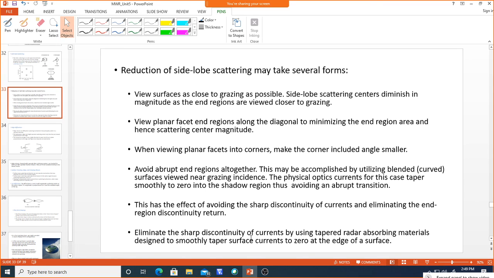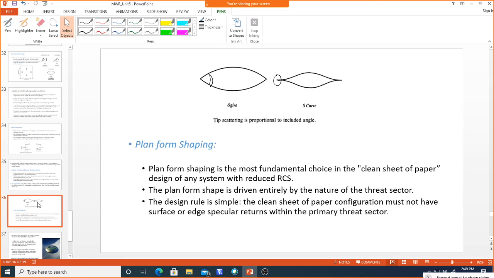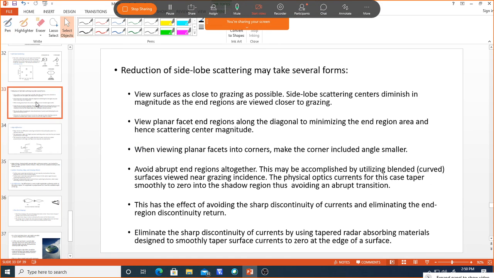And eliminate the sharp discontinuity of currents by using tapered radar absorbing materials. As I said, like this you can use radar absorbing materials to taper. This tapered absorbing material is actually used in anechoic chambers. You might have seen it like this, okay. Whenever it goes on tapering, the impedance will change and the energy absorption will be high, okay. So using that technique with radar absorbing materials, which smoothly taper currents to zero at the edge of the surface, we can reduce the side lobe scattering, okay.